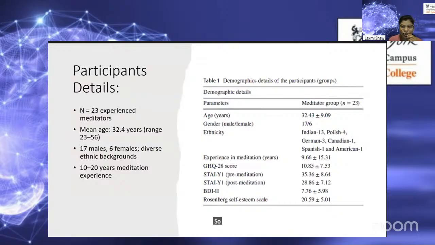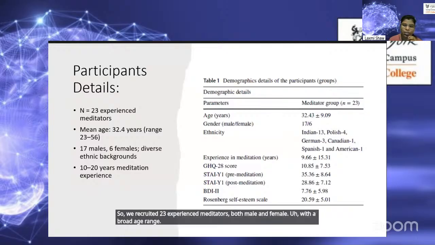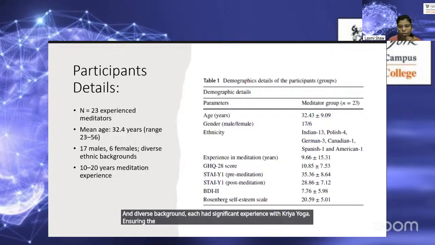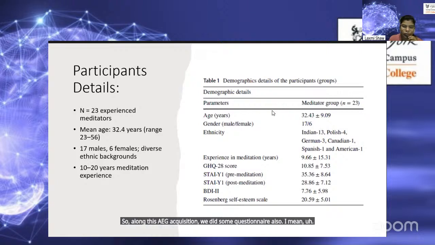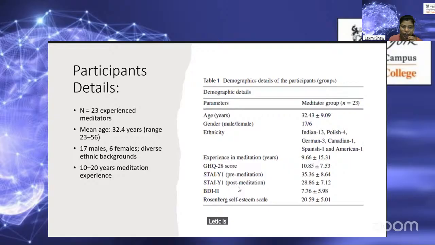We recruited 23 experienced meditators, both male and female, with a broad age range and diverse background. Each had significant experience with Kriya Yoga, ensuring the reliability of our meditation EEG. Along with the EEG acquisition, we also did some questionnaires, which are prerequisites for EEG experimentation, that is GHQ, STI, and BDI.